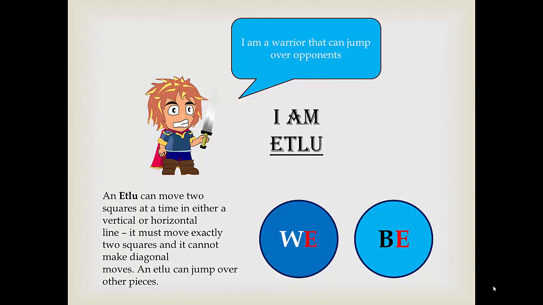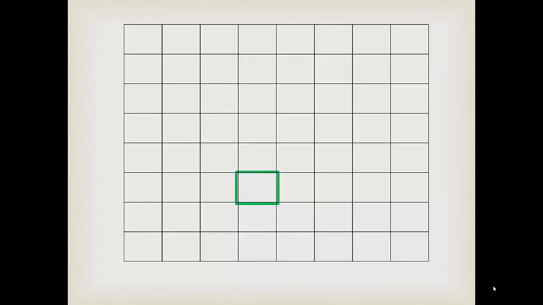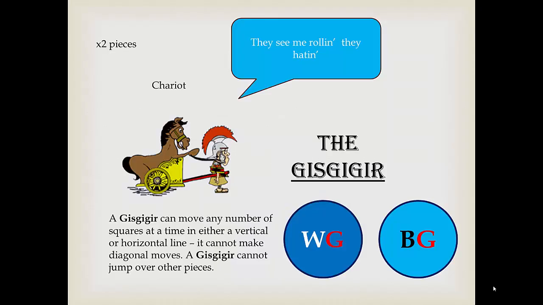So it's quite important. What the Etlu does is it can move vertically or horizontally, but it has to be two squares. It cannot be one square, and it has to be two. An extra aspect is that it can also jump over other pieces. As you can see here, the Etlu can move back, forth, left, right, two squares, and you can also jump over a piece if it has to.